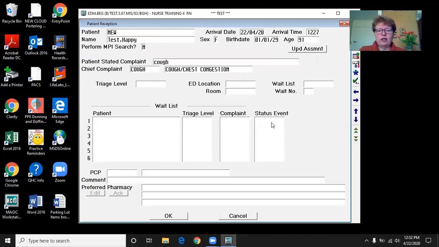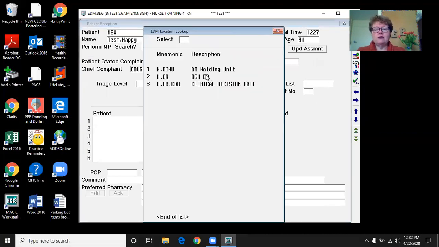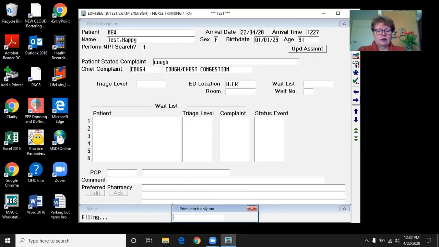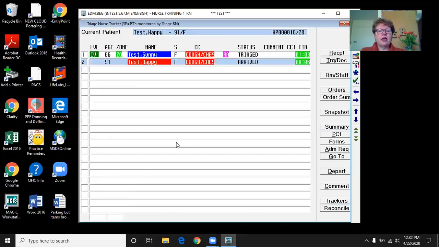We're back to our triage level. We don't assign it yet. We'll move to ED location, and the F9 is number 2. We're going to enter, and the file, now you can do. So we have Happy Test, who's 91, whose name and chief complaint are already flagged red because we made them droplet contact. So when a chief complaint comes up red on our tracker, that's indicative of infection control precautions being applied. Great indicators, great visual triggers for our staff.